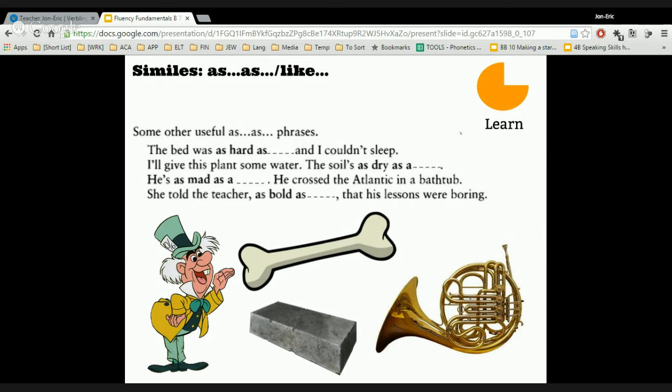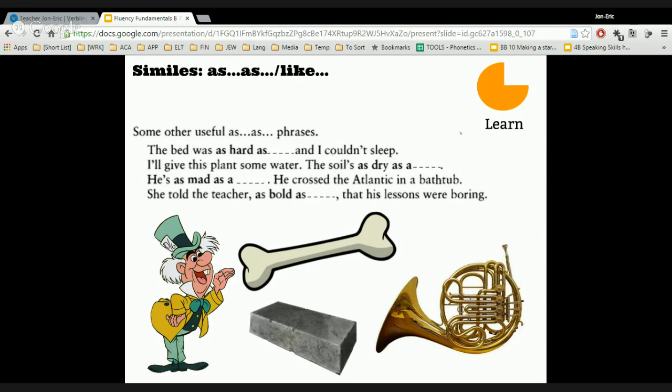Very good. The bed was hard as iron is 100% right. Keep going. Yes. I'll give this plant some water. The soil's as dry as bone. Correct. Good. Keep going. This next one might be a little difficult. You've got to remember a famous children's story.